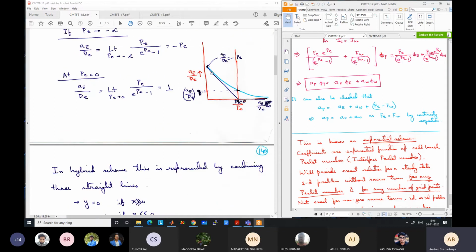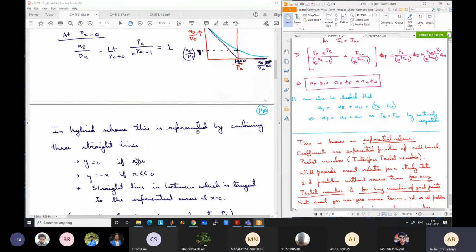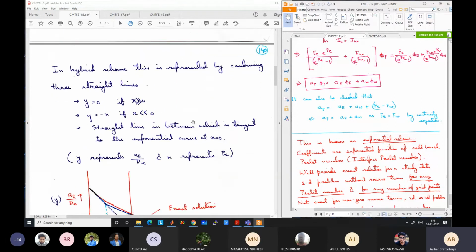In this case, the light blue line, you have to calculate the exponential. For the straight line, you don't need to calculate any exponential. So this is the idea behind the hybrid scheme.